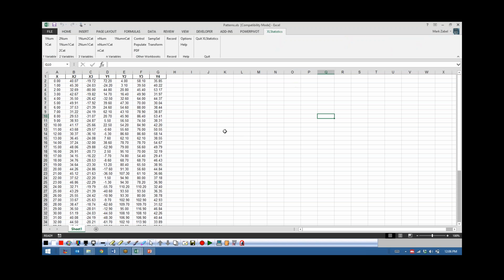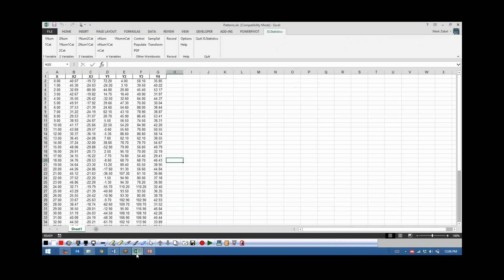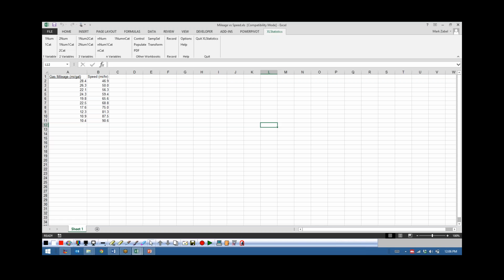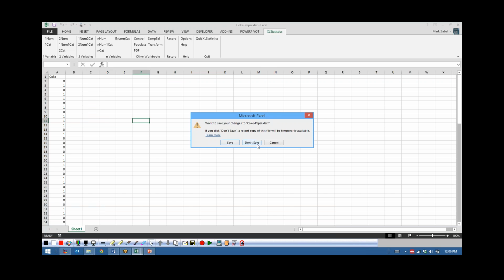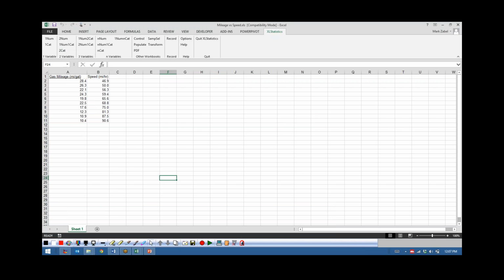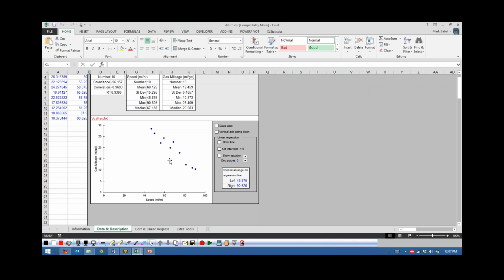Alrighty, let's move on to the second piece, which is correlation. And to do that, I'm going to go back to our mileage versus speed. I'm going to close the Coke versus Pepsi because we don't need that one anymore. We already did a scatter plot, and we found that it certainly looked like it was a line, and it was a negative line.